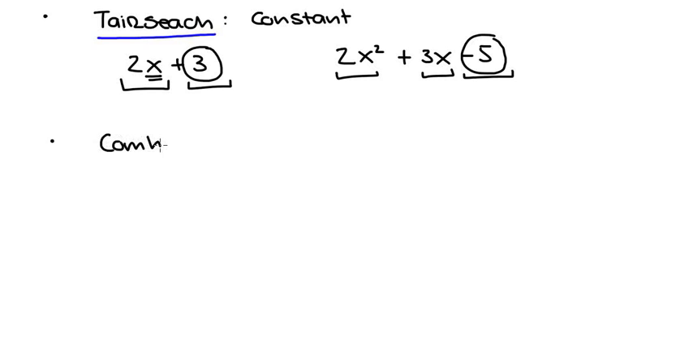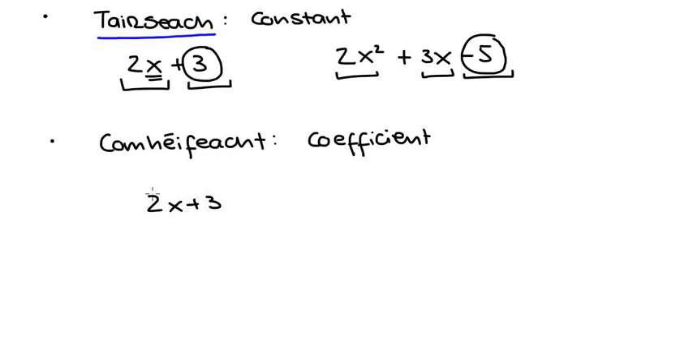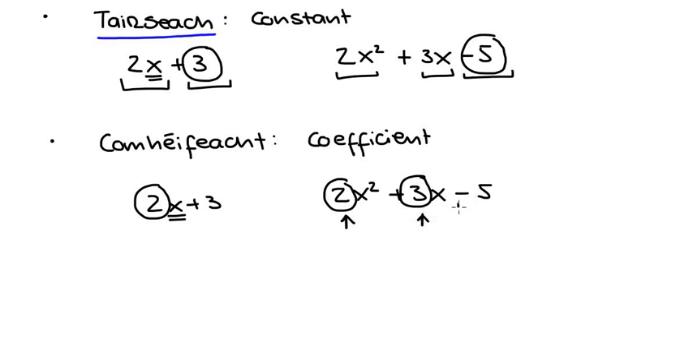Our next word, comhéifeacht. This is our coefficient. If we take our example again, 2 is the coefficient of x. So the coefficient is always related to the variable. So 2 is the coefficient of x. 2 is the coefficient of x squared in our second example. 3 is the coefficient of x. And as we said, our minus 5, it doesn't have a coefficient because it's a constant. So the coefficient only relates to a term that has a variable, and it's the number that comes before it.